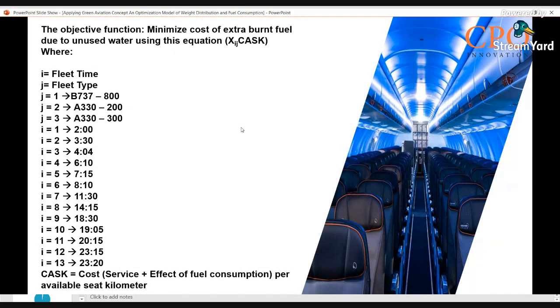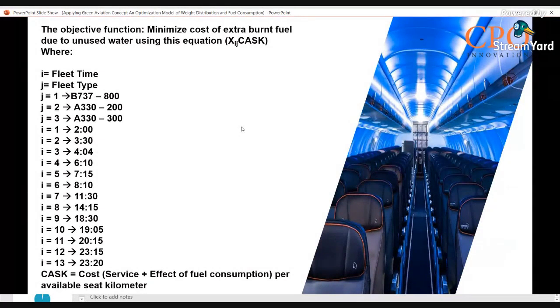So the X is a value, the number, the variable that we are going to optimize. The I is the flight time. What hour exactly is this plane going to take off? Egypt Air has 13 departure times each day, so we have 13 I's for this specific term. As for the J, it is the fleet type. Egypt Air, as I mentioned before, has 3 main plane models that fly on this trip, so there are 3 J's in this term.